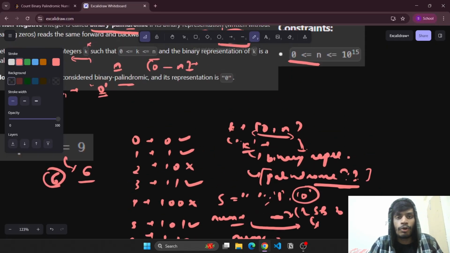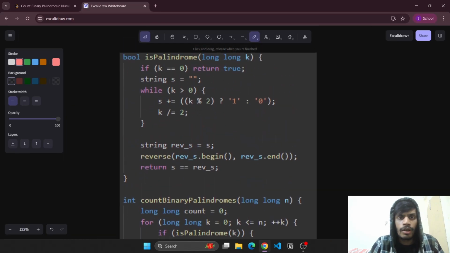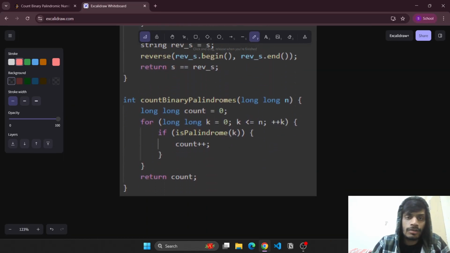So let's see the code for this approach. We need to find the binary palindromes, so we'll initialize this count. Now we'll iterate for k from 0 till n, and for each k we'll check whether it is a palindrome or not. We will write a function where we find its binary representation and then check whether it is a palindrome. If it is a palindrome, then we'll increase our count.